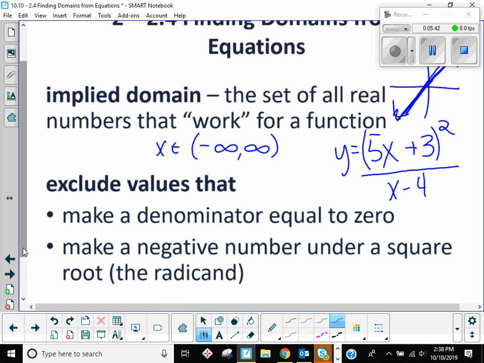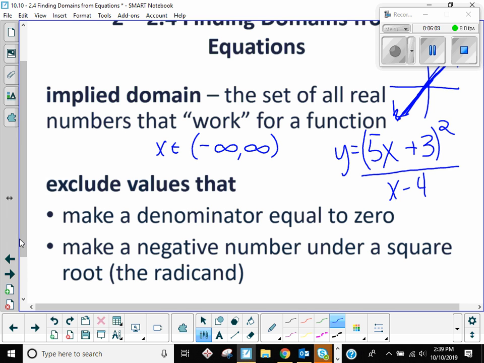So everything was going along swimmingly. It was all real numbers until I gave it a denominator with a variable in it. And then there's one number now that will break that function, and it happens to be 4. But every other number still works. So if you were to write that in interval notation, it would look like this.